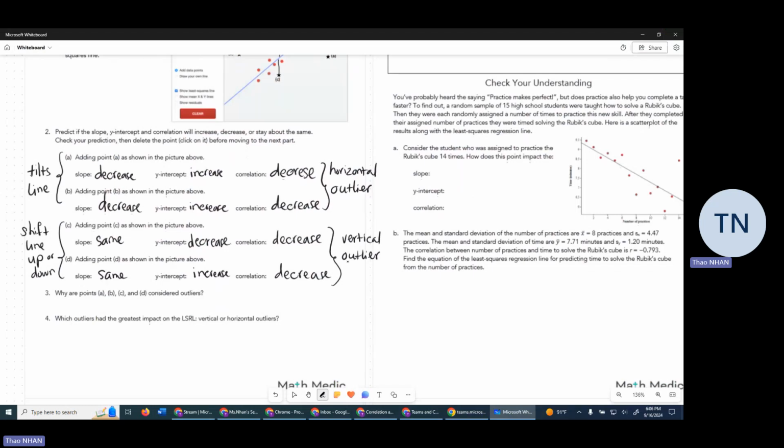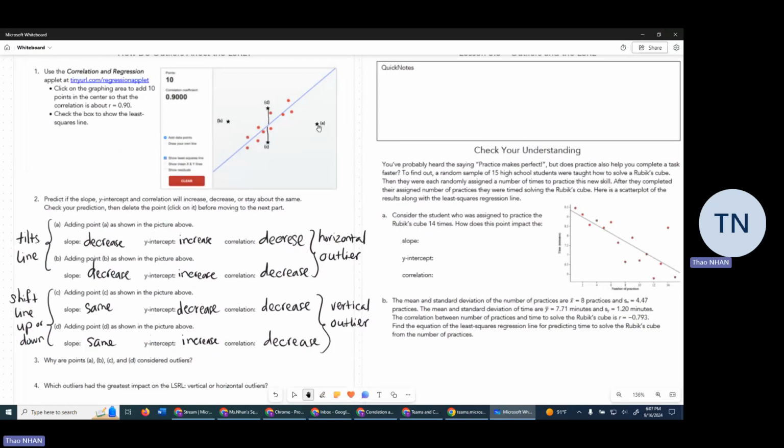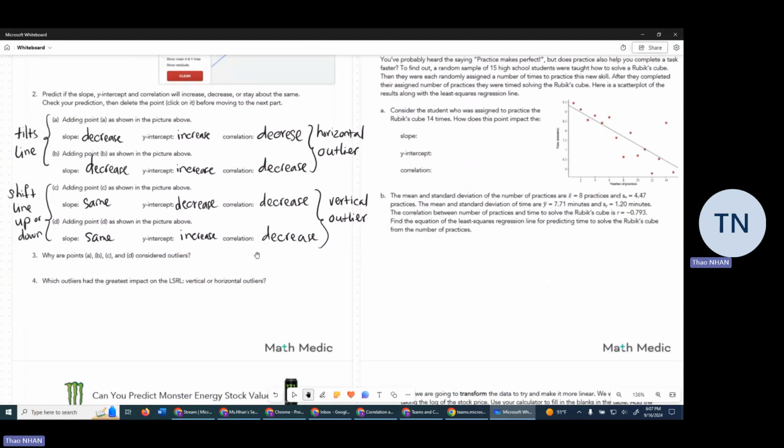So for number 3, let's answer that. Why are points A, B, C, and D considered outliers? Again, they are considered outliers because of their huge residual. They're distant to the line. If you look at this illustration, you can see that the distance from B to the line, A to the line, C to the line, and D to the line are all longer than the rest of the data. The rest of your data has very small ones. This one, not so much.